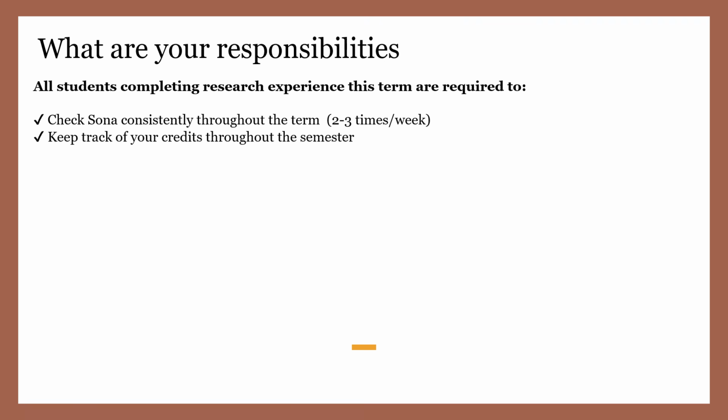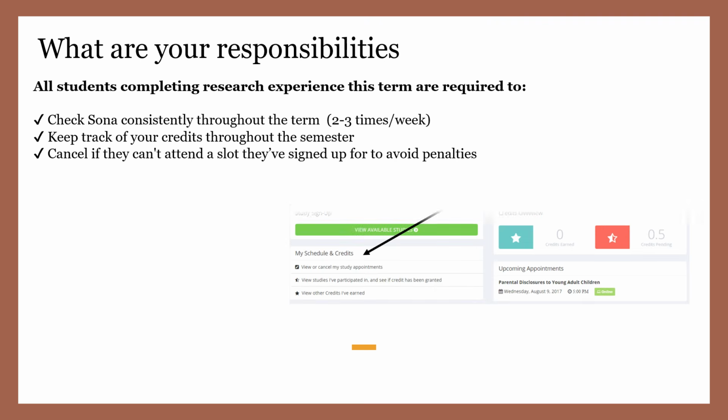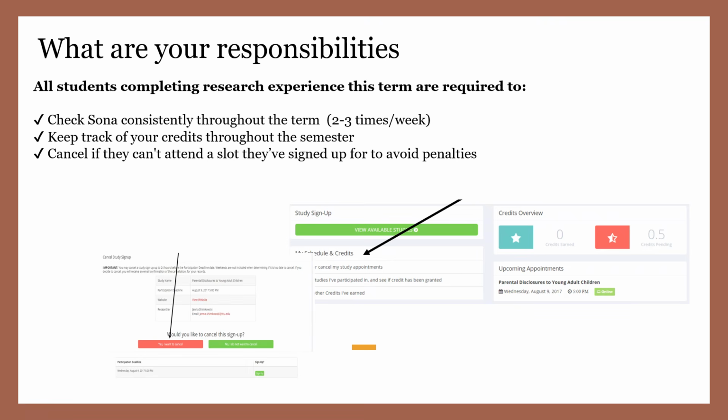You also have to keep track of your credits throughout the semester, and you can very easily do that on SONA itself. And if you have signed up for a lab-based study and you realize that something came up, maybe you're not able to attend, you need to cancel your session at least 24 hours in advance, if not more. The way to do that on SONA is you just go under My Schedule and Credits, and you can click on Cancel Study Appointments, and then choose the slot that you would like to cancel and cancel it.